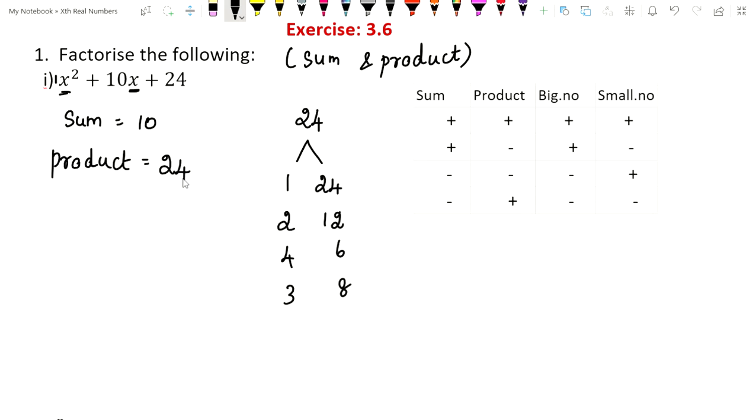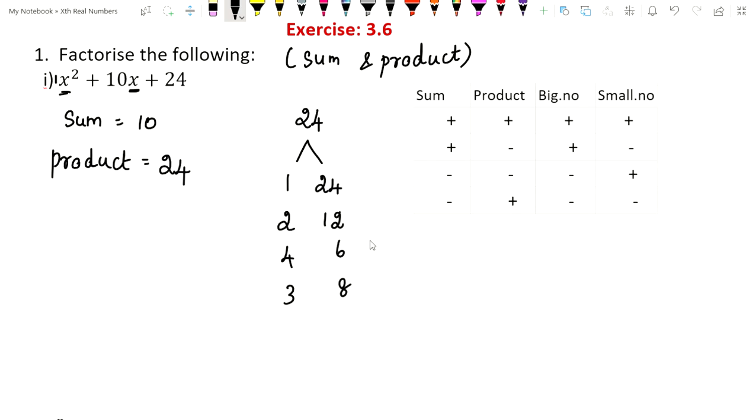For finding the suitable factor, we are going to use this table. See here, sum is positive, product is positive means bigger number positive, smaller number positive. Likewise, sum is positive, product is negative means bigger number positive, smaller number negative. Sum is negative, product is negative, bigger number negative, smaller number positive. Sum is negative, product is positive, bigger number negative, smaller number also negative. So we are going to use this table.